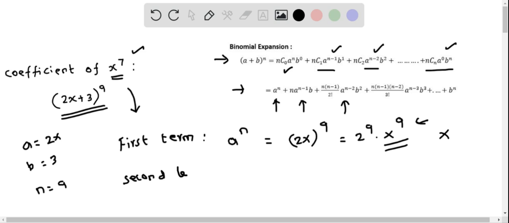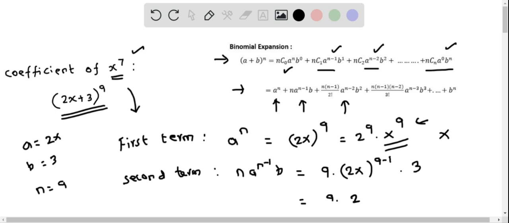So let's write down the second term. The second term is given by n times a^(n-1) times b. Therefore this becomes 9 times (2x) raised to the power of 9 minus 1, times 3. Let's simplify this. We get 9 times 2^8, and this becomes x^8. Clearly this is also not the term because we still get x power 8.